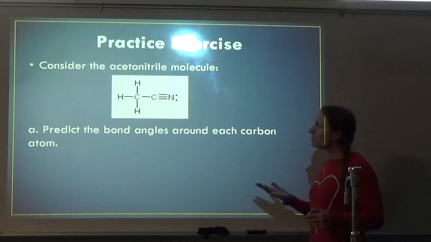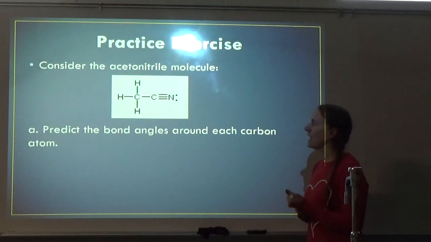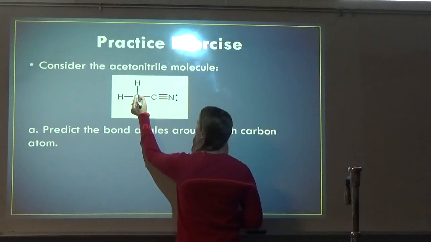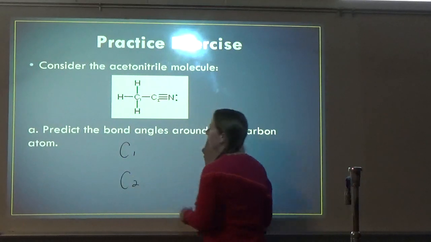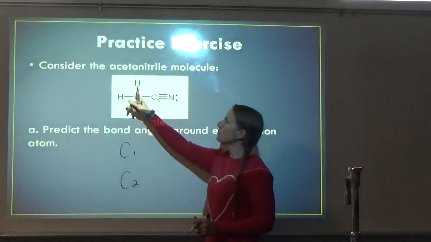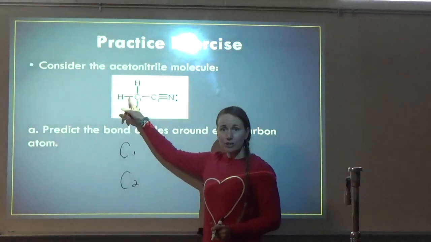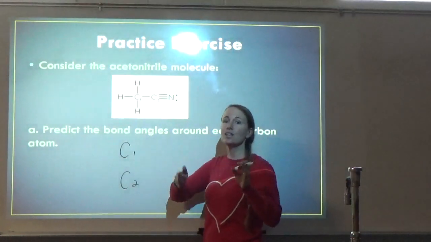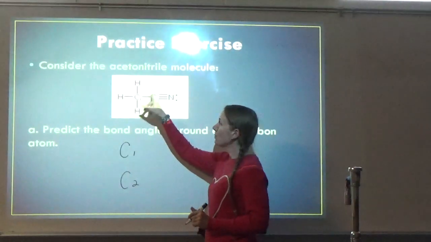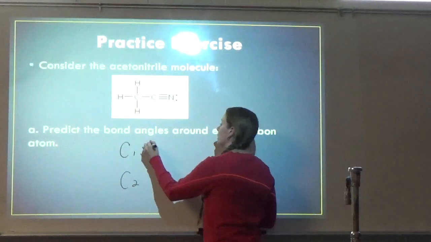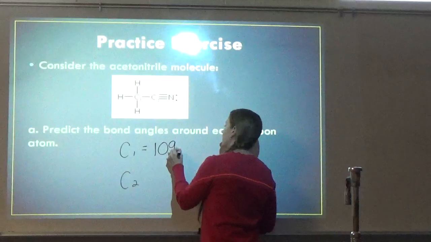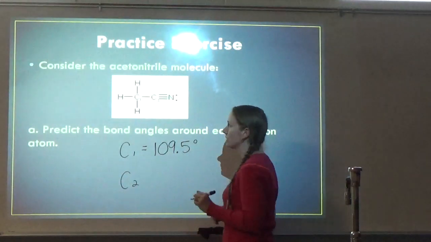So part A says predict the bond angles around each carbon atom. Okay, so I'm just going to call this carbon 1 and carbon 2, so that way I can denote which one I'm talking about. As much as it appears that this is a 90-degree angle, remember you have to think in 3D form. This carbon has 4 domains. That's tetrahedral. And so we know that tetrahedral has a bond angle of 109.5 degrees.